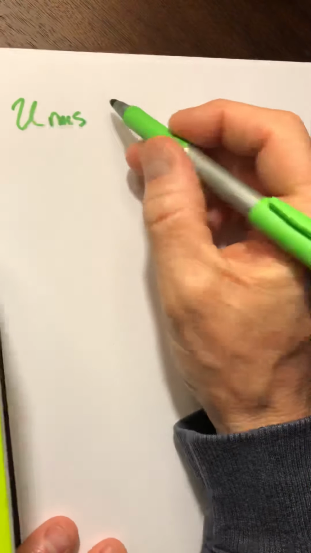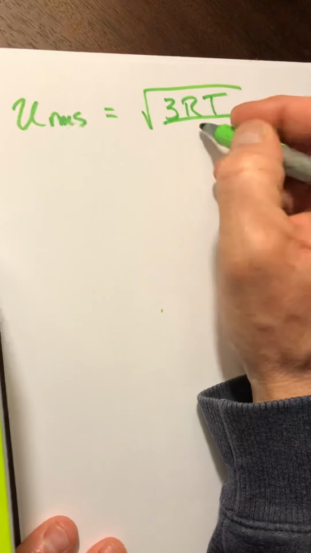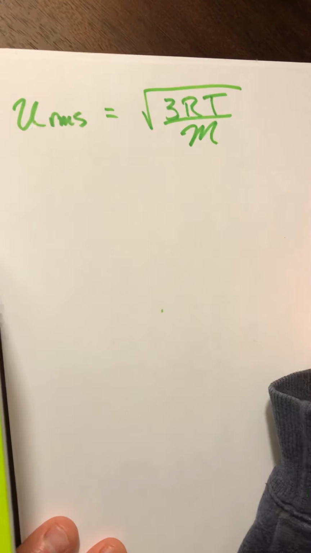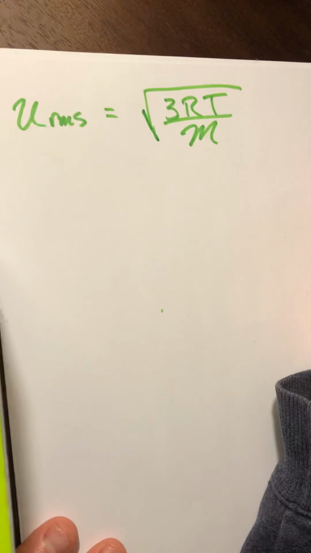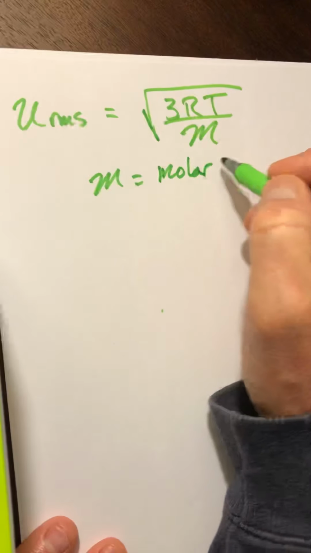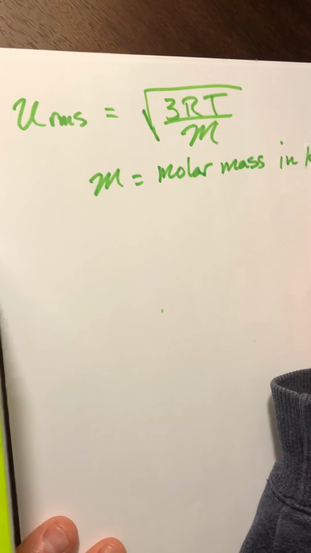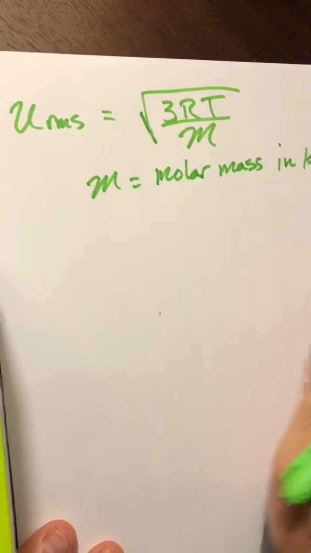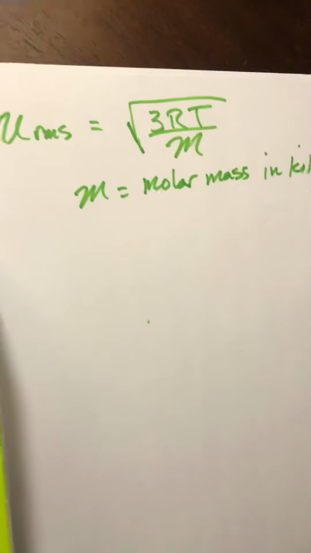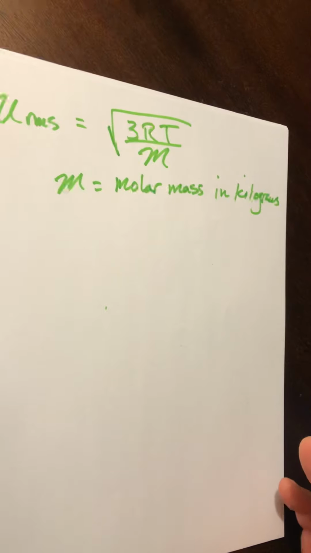the u_rms is equal to the square root of 3 times R times T over that big fancy script M, and the whole thing's under the radical. That big fancy script M is the molar mass of the gas, but that's in kilograms. Molar mass in kilograms. Sorry, camera's adjusted a little bit. So if we're going to do something, we need to know what the formula for the gas is, and we have to know the temperature.